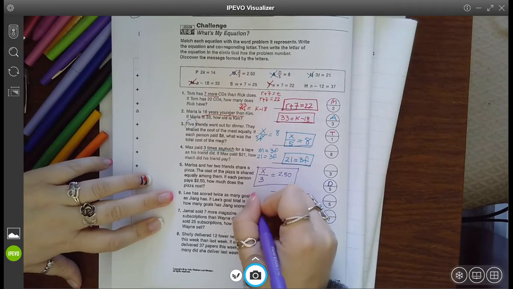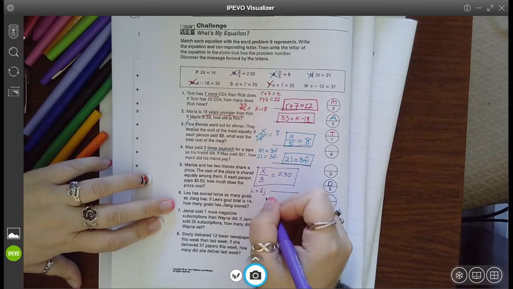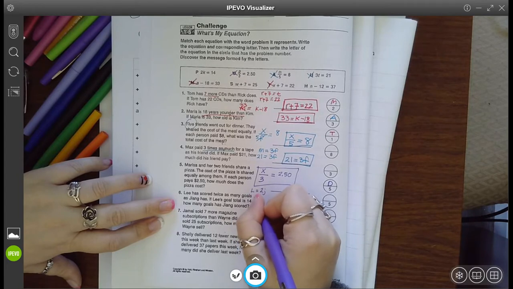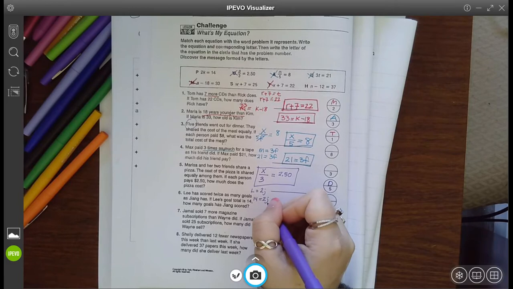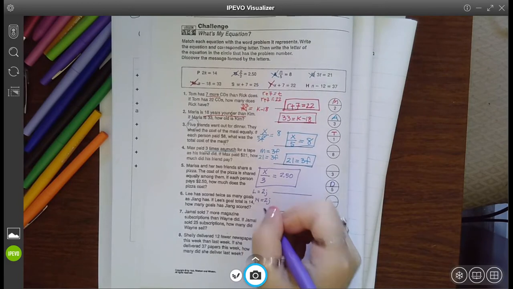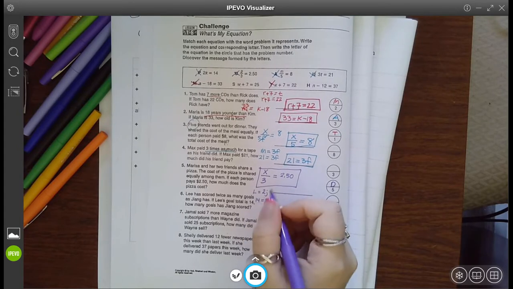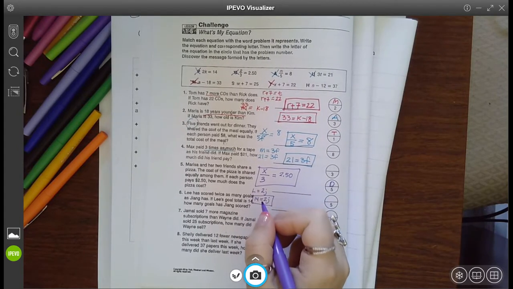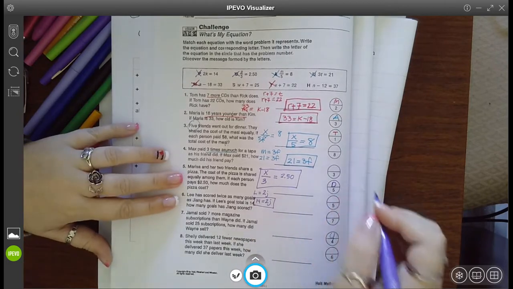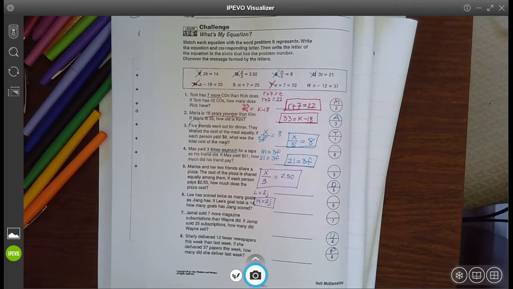The next one says Lee has scored twice as many goals as Ying has. So Lee is twice as many as Ying. If Lee's goals are 14, so let's replace Lee with 14, then that will tell me his amount. That one looks like this one. So 2 times your variable equals 14. And that was P. So 6 is, where's 6? Right here, P. All right, let's change up colors.